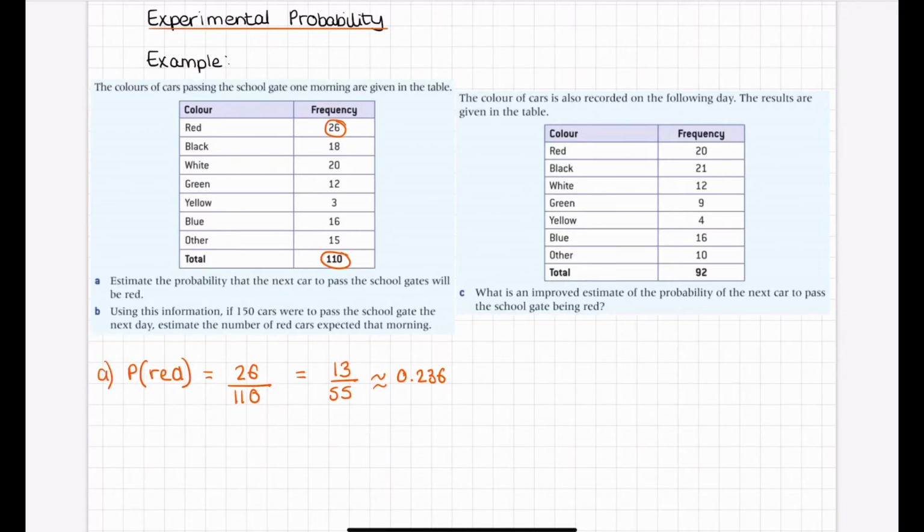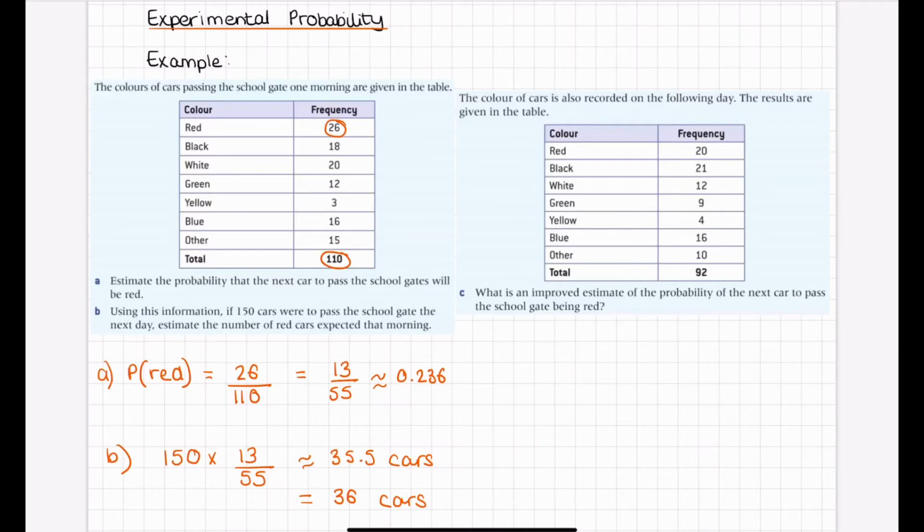Now part B wants us to use the information. So for the next day, if 150 cars were to pass, how many would be red? And so we just have to times 150 by our probability. And if we do that, we'll get approximately 35.5 cars, which obviously we can't have a decimal of a car, we can't have half a car. So you would more than likely round that up to 36 cars.